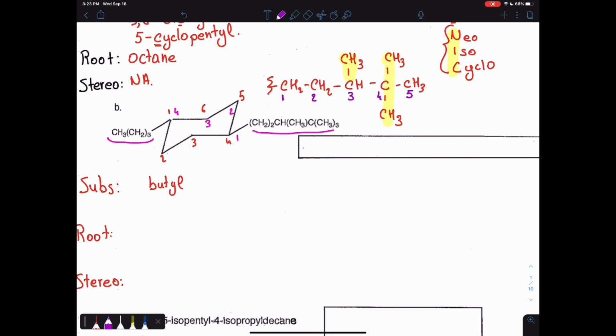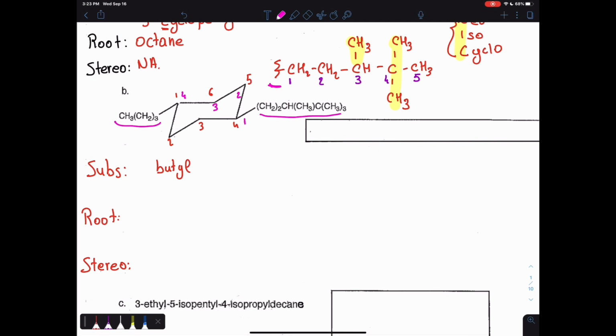So if I count from this side, from the pink side, I'm going to have 1, 2, 3, 4, and 5. If I count from the pink side, I have the subs on 2, 2, and 3. Even though the number of subs is bigger from the other side, I have to start counting from where the main chain starts, right? Just keep that in mind too. I know for nomenclature there's lots of rules, but if you practice it enough, it'll become natural.